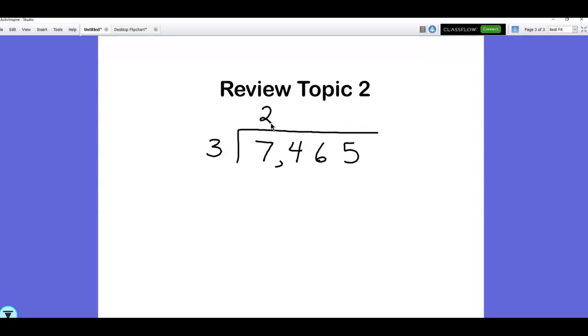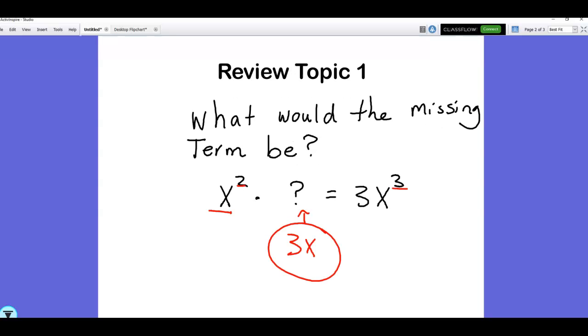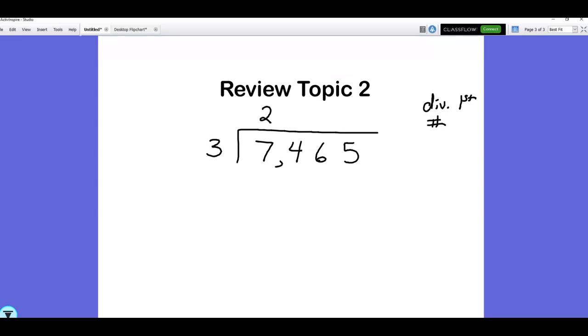Because 3 goes into 7 twice, right? So basically, you divide the first number by this thing out here. So 7 divided by 3 is 2. All right, so thank you, Aaliyah. What is the next step? Okay, Aaliyah, go ahead. What do we do now?